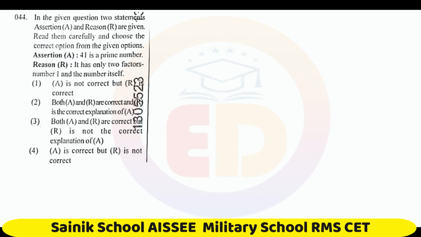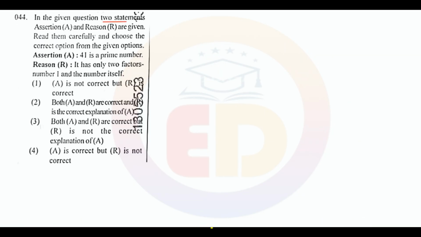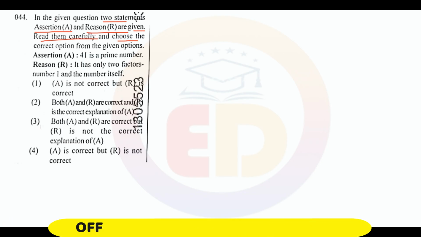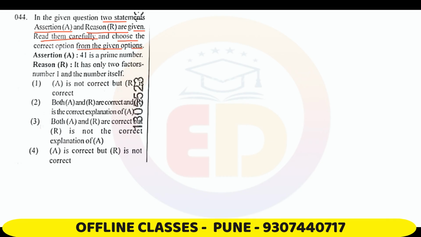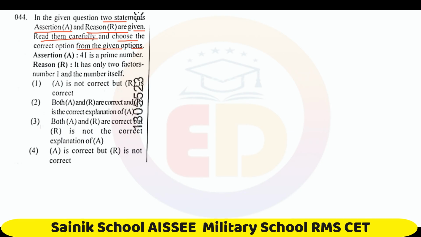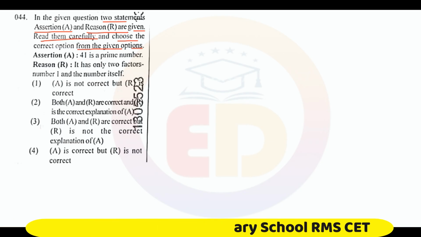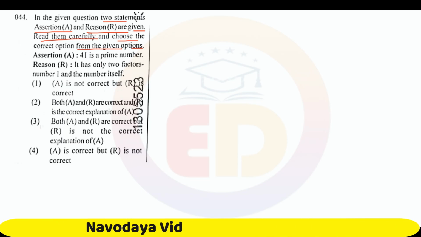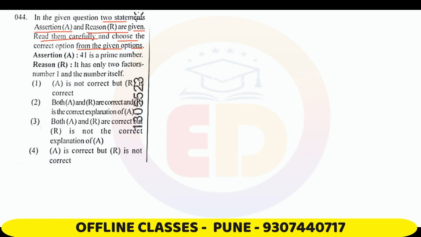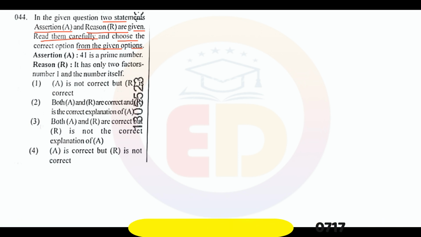Question number 44. In the given question, two statements, assertion A and reason R, are given. Read them carefully and choose the correct option from the given options. Now, first of all, assertion and reasoning kind of questions are actually typical NDA questions. Here they are trying to give you a taste of the exam, keeping the questions very simple, but the approach has to be very clearly defined.